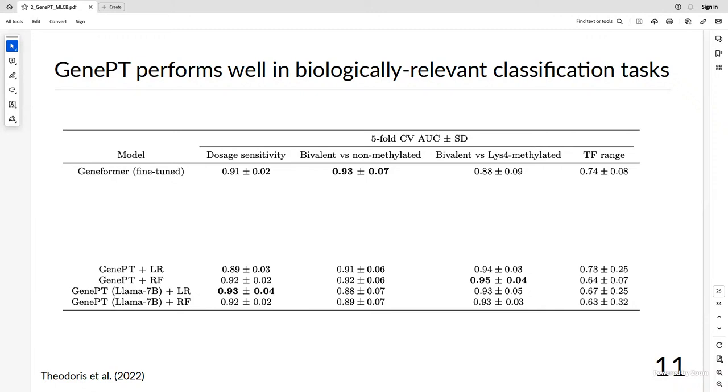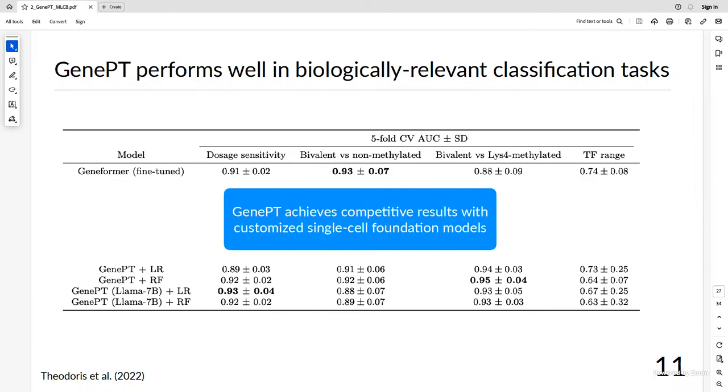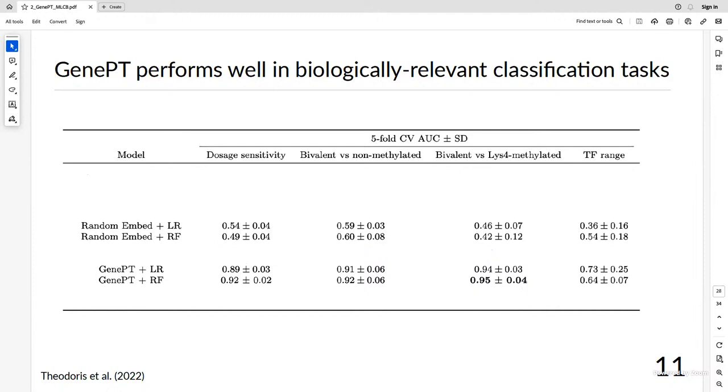So the point of this slide is really to tell us that through these numbers, GPT gene embedding achieves really competitive results compared to some of these more fine-tuned and even very specifically designed models on these biologically relevant tasks. I also have a second set of numbers just as a sanity check.